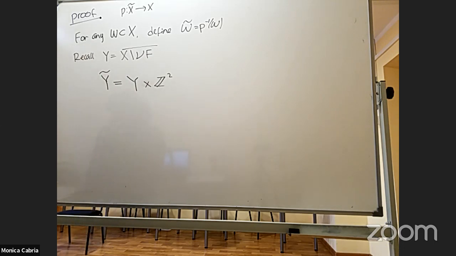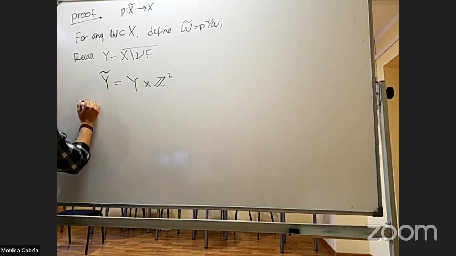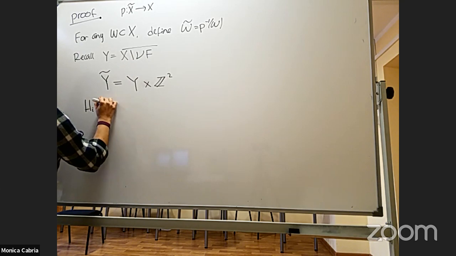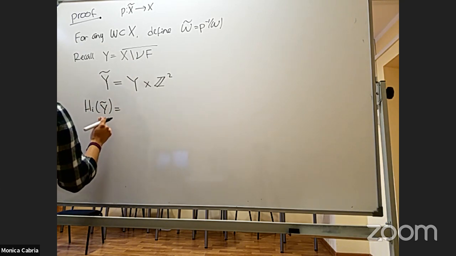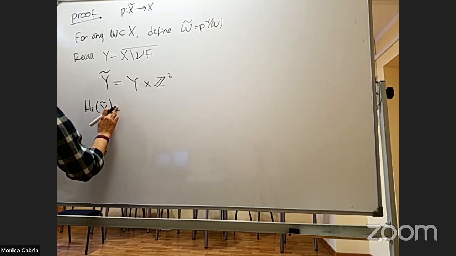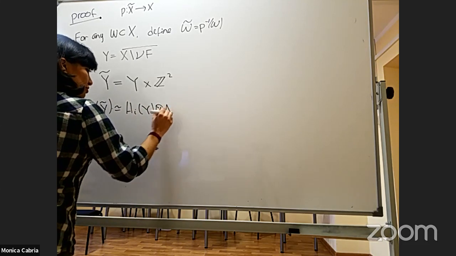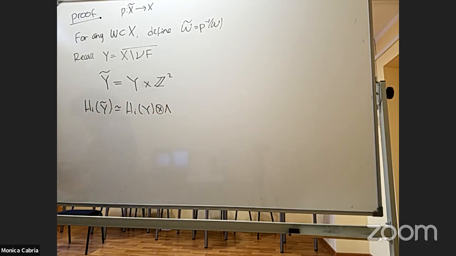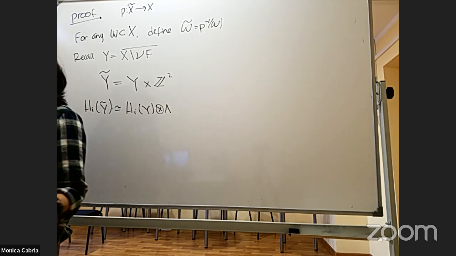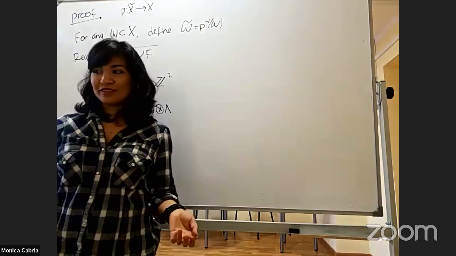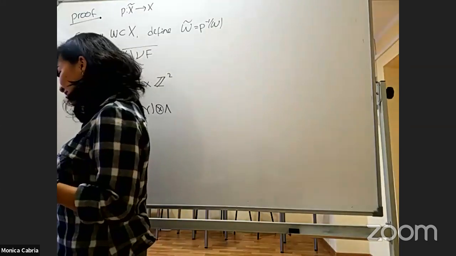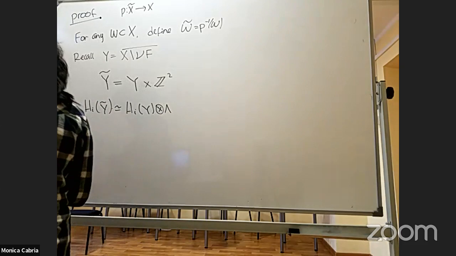And now, we also have this H_i of Y tilde is isomorphic to H_i of Y tensor R module. Right. So now let us consider this exact sequence.